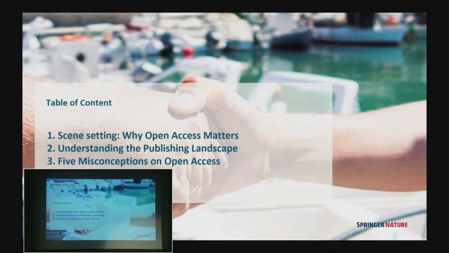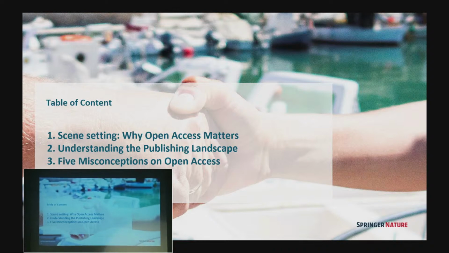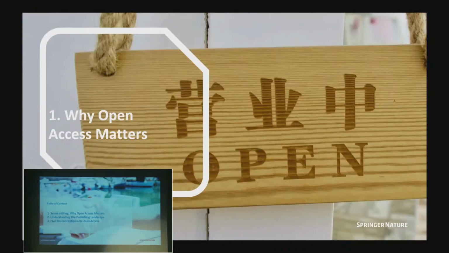So I'm going to talk about roughly 3 points here today. One thing is why open access matters. The next one is a very high-level look, a very high-level fly over the publishing landscape. And then also, because we talked about open access already quite a bit, I'll talk about 5 misconceptions which are typical to open access. So let's get started.